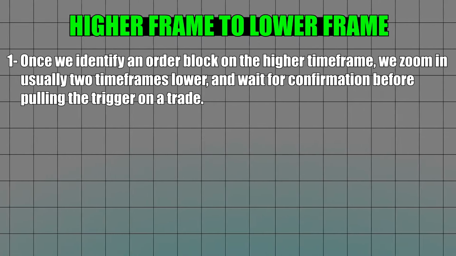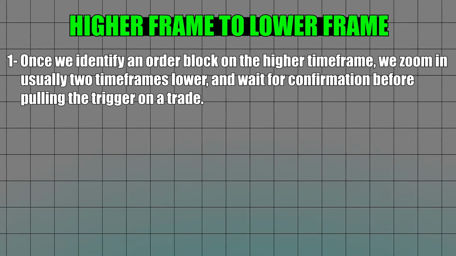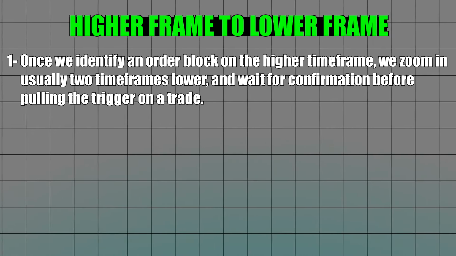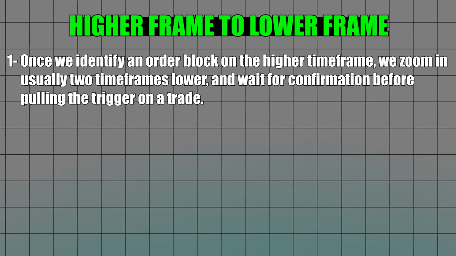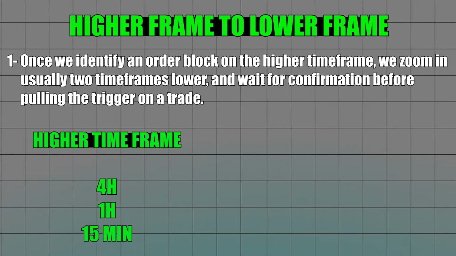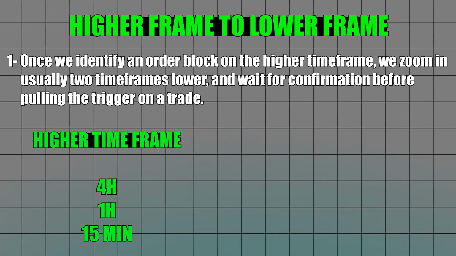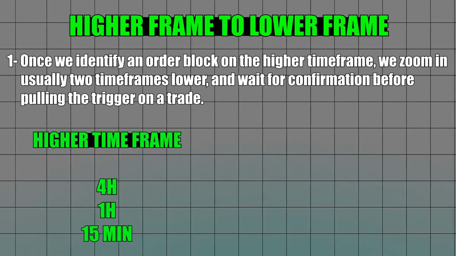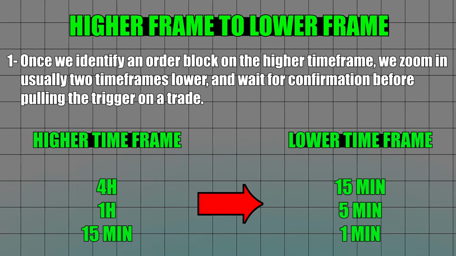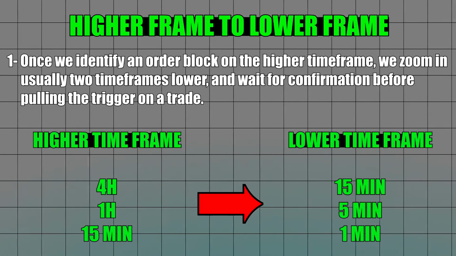This multi-time frame confirmation approach makes sure we're not just reacting to price, but actually aligning our trades with momentum and structure. When we're trading, we typically use the 4-hour, 1-hour, and 15-minute charts as our higher time frames. Then for our entries, we zoom in to 15-minute, 5-minute, and 1-minute charts respectively.